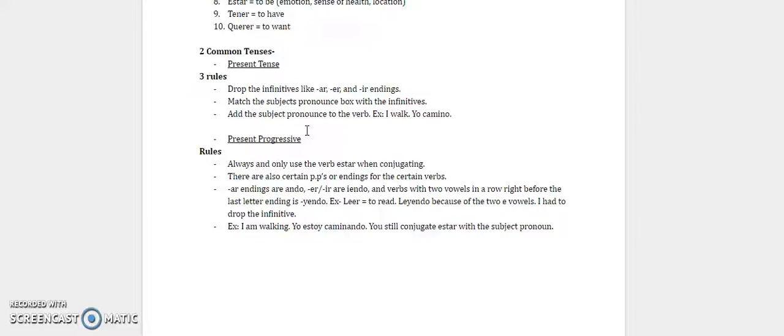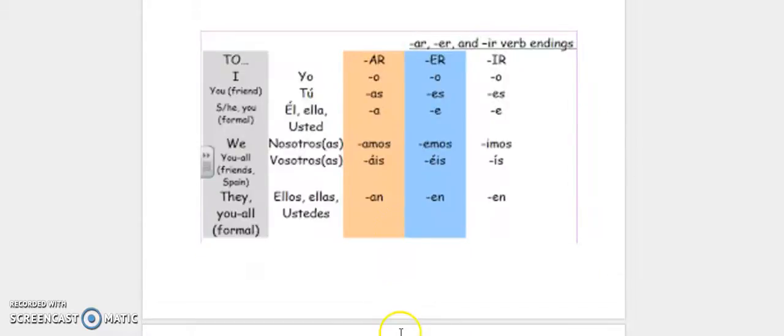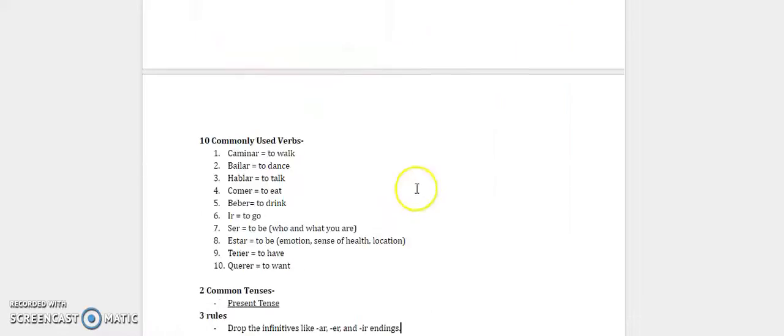Now for the present tense, there are three certain rules you must follow when conjugating. You have to drop the infinitives, or the endings, with the AR, ER, and IR. You have to match a subject pronoun from the box that was up here earlier, and you have to conjugate with the verb. And then these are the endings that you need to conjugate with the verb at the end.